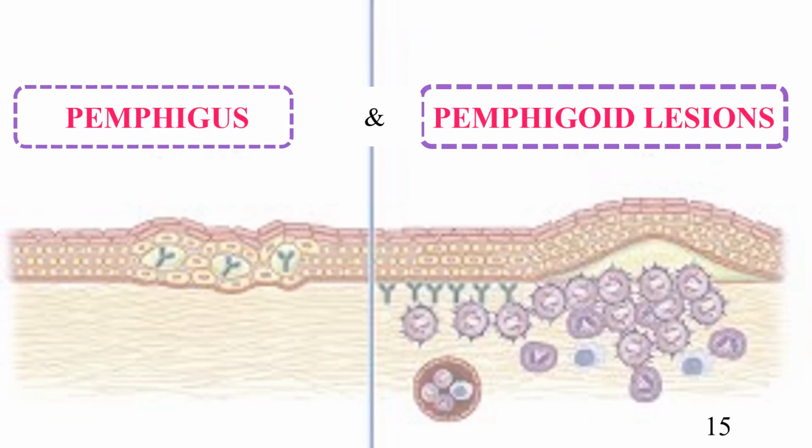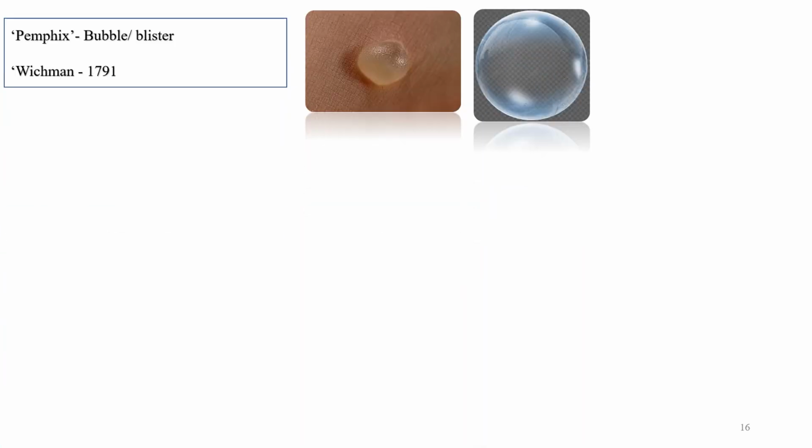Now let us know about pemphigus and pemphigoid lesions. I'll talk about what these conditions are, how we can distinguish them, and some of the similarities and dissimilarities between them. So let's start. Pemphigus is a word derived from the Greek word pemphix, which means blister or bubble formation, and this was coined by Wichmann in 1791.